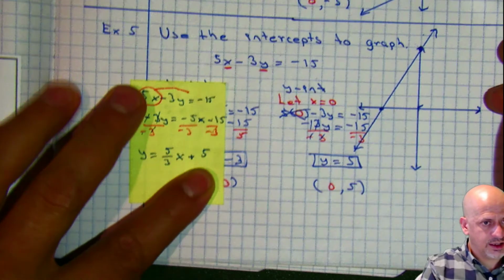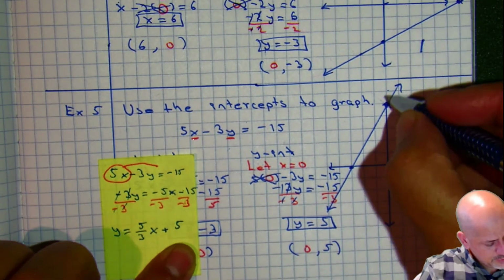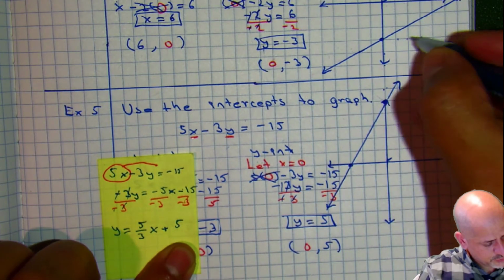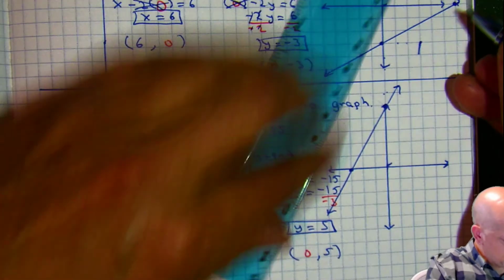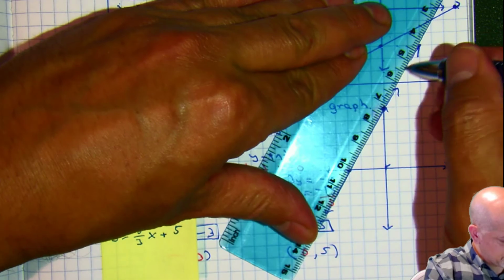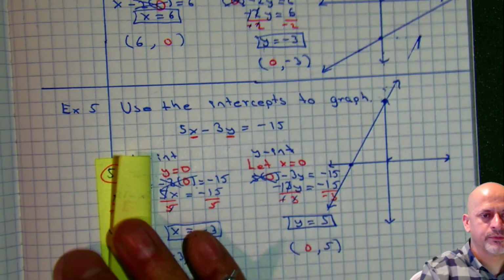And notice that, oh, I went off. Up 5, and over 3. So even if I extend it to that point, that's still the same equation, the same graph.